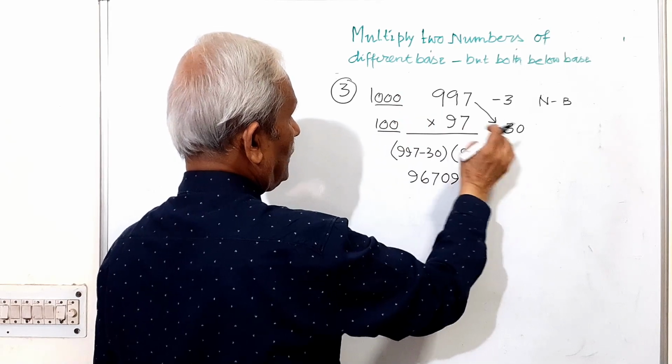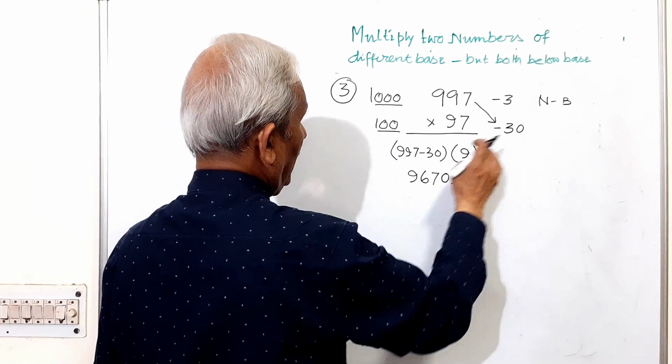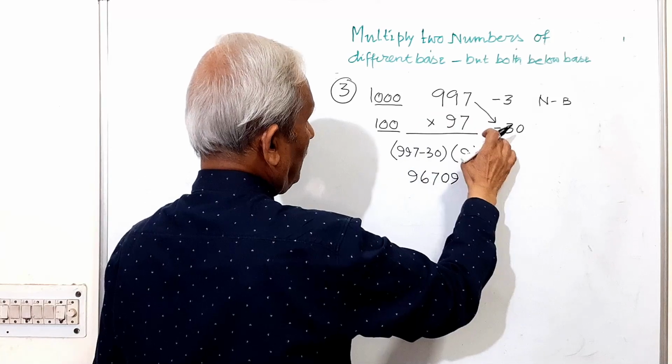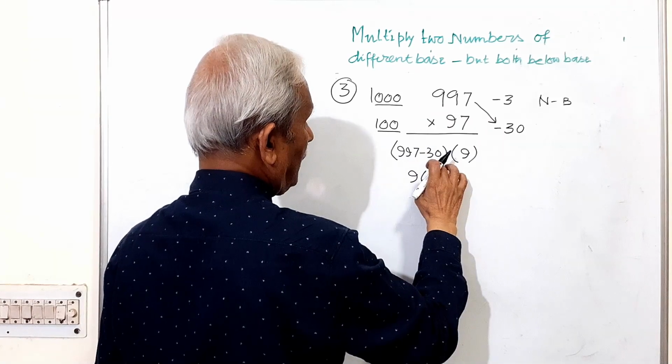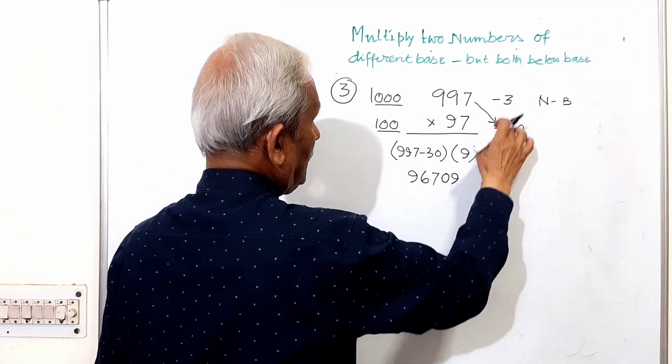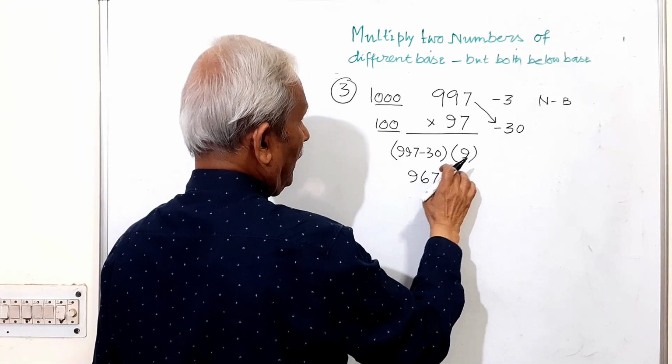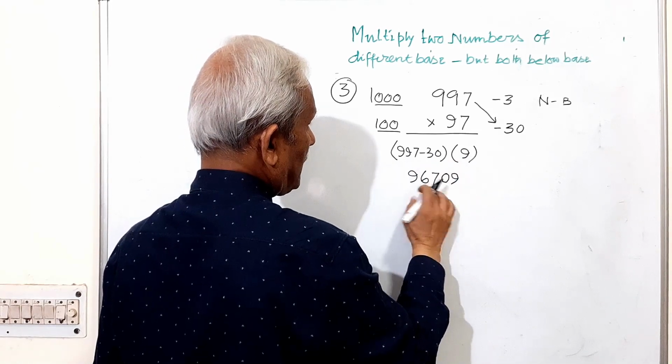The difference of zeros is 1 0, so write down 0 here. And then 997 minus 30 is the first part of the answer, and minus 3 into minus 3 is the second part of the answer. Now here when you write, this becomes 967.